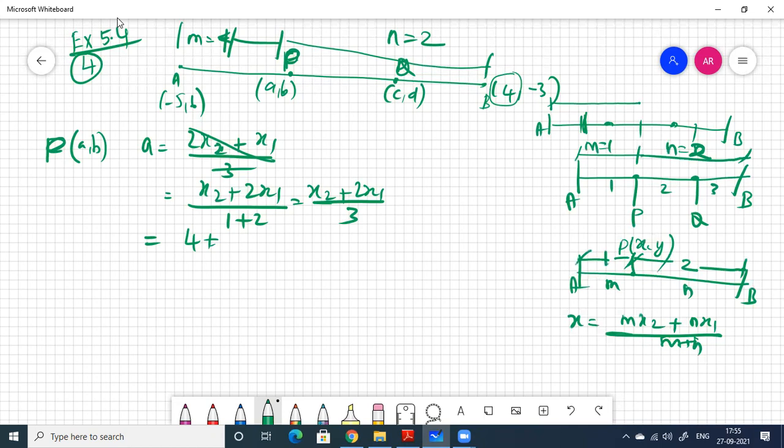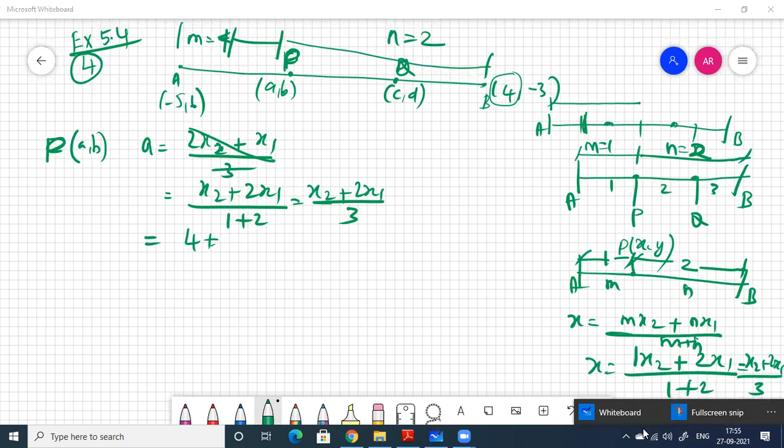Therefore, 1 into x2 plus 2 into x1 divided by M plus N, that is 1 plus 2, 3. x2 plus 2x1 divided by 3. That is what you got earlier. So you don't need to remember the trisection formula separately because you can derive it from the general section formula. But if you want to remember the trisection formula separately also, fine.